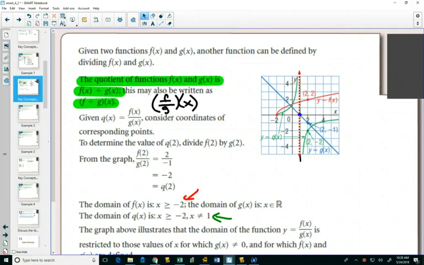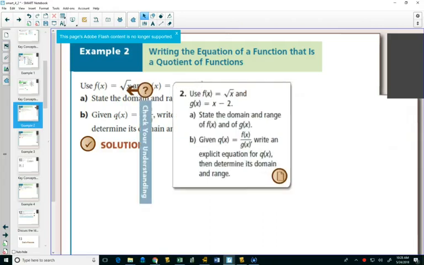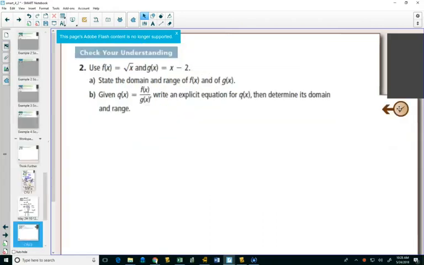So if we go to example 2, we've got f of x is the square root of x and g of x is x minus 2. State the domain and range of both of those. Again, I'll color code them. F of x in green, g of x in blue.